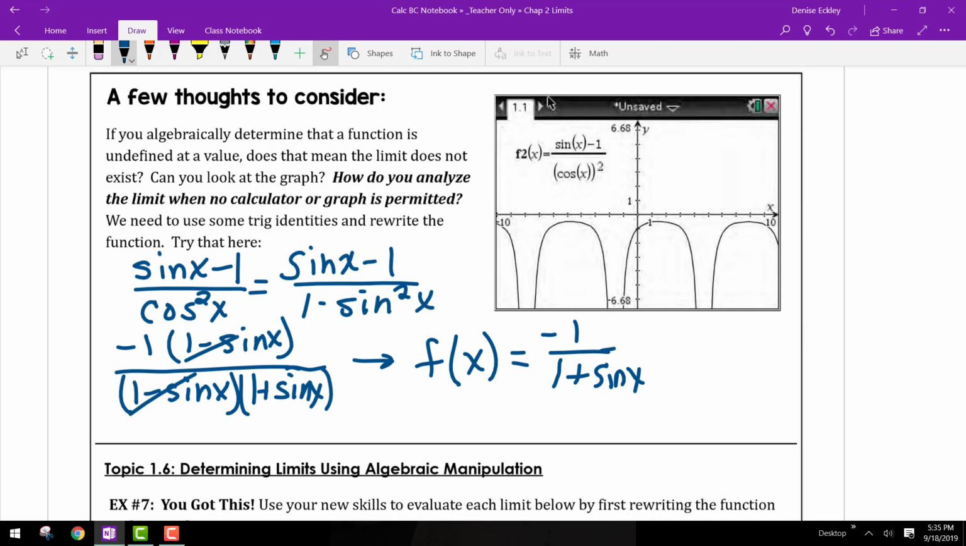If you look at the original form, if I wanted to use a point like pi over 2 and I substituted in the original equation, I would have had an undefined form. I would have had 0 over 0. But if I use the simplified form from the trig identities, I can substitute it in, and I wouldn't get 0. So the limit exists even if the value of the function doesn't exist. Okay.